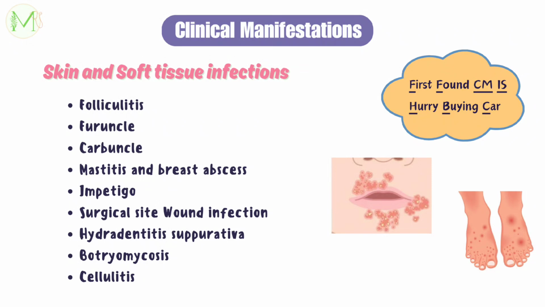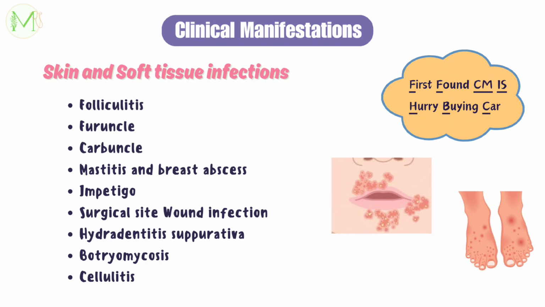Impetigo also occurs in children. Usually it appears as red sores on the face that eventually burst and develop into a honey-colored crust. Then we can also find surgical site wound infection caused by this bacteria.